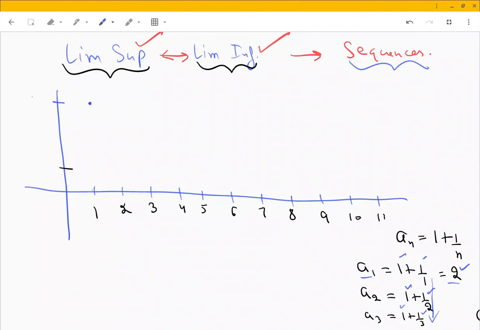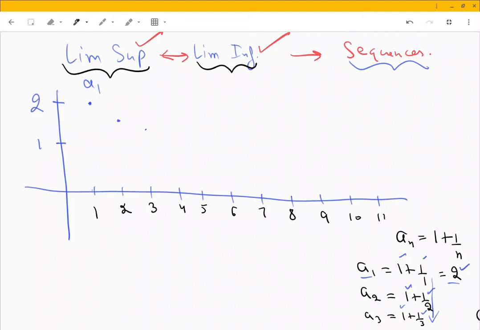That's why I'll mark my A1 here. A1 is 2. Okay. So let's write 2 here and A1 here. Now A2 is, so if this is 2, then this is 1, and I can get rid of this, right? A2 is 3 by 2, that is 1.5. A3 is 1 plus 1 by 3, 1 plus 1 by 3 will be here.